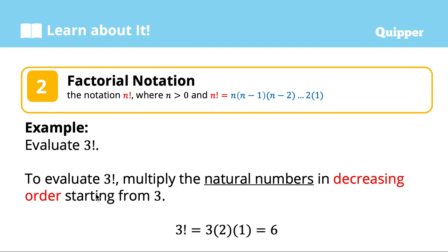To evaluate 3 factorial, you just multiply the natural numbers in decreasing order, starting from 3 because our n here is 3. And so 3 factorial is equal to 3 times 2 times 1, which is equal to 6. That's how simple it is. Just multiply the natural numbers decreasingly, starting from a given n.